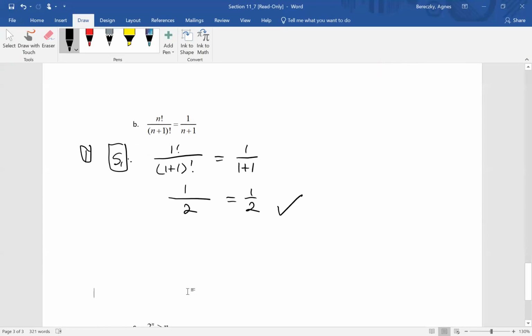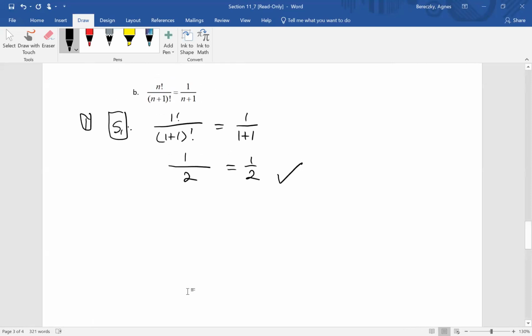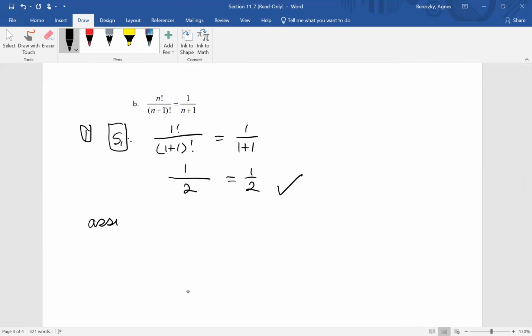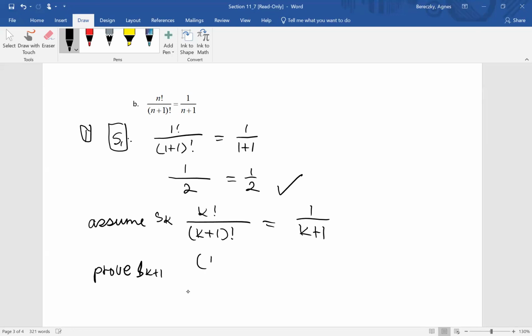Next, we will assume Sk is true. So we'll plug in k instead of n: k factorial over k plus 1 factorial equals 1 over k plus 1. And then we prove for k plus 1. So we will plug in k plus 1: k plus 1 factorial over k plus 1 plus 1 factorial equals 1 over k plus 1 plus 1.